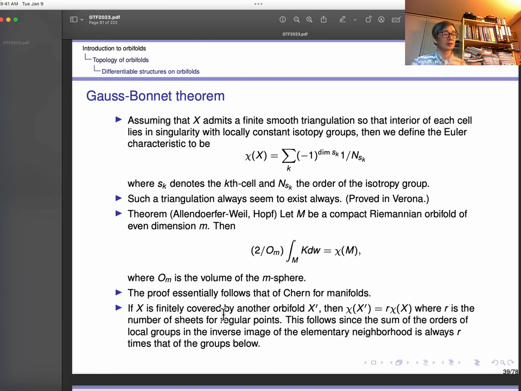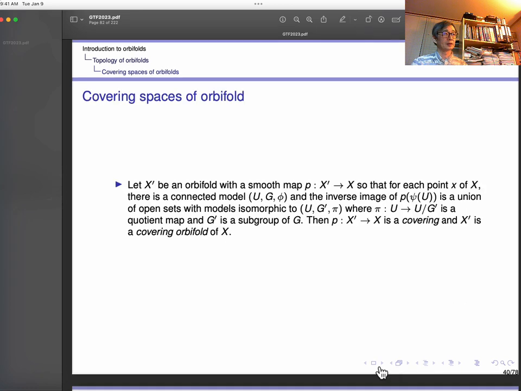Also, if X is finitely covered by another orbifold X prime, then the Euler characteristic of X prime is R times the Euler characteristic of X, where R is the number of sheets for regular points. This follows since the sum of orders of local groups in the inverse image of the elementary neighborhood is always R times that of the group downstairs. So that's why, using this type of formula, you have to have R times that.